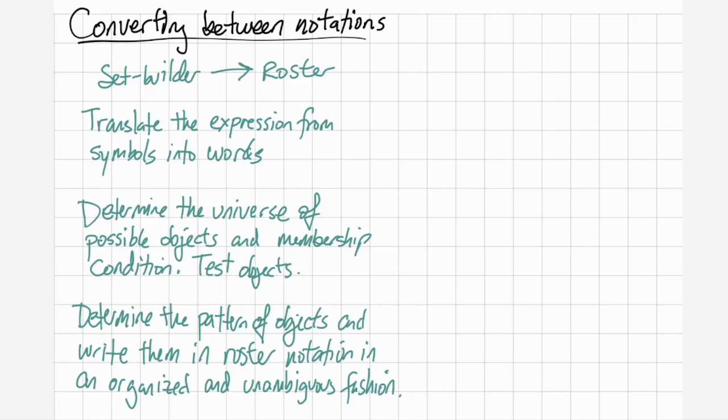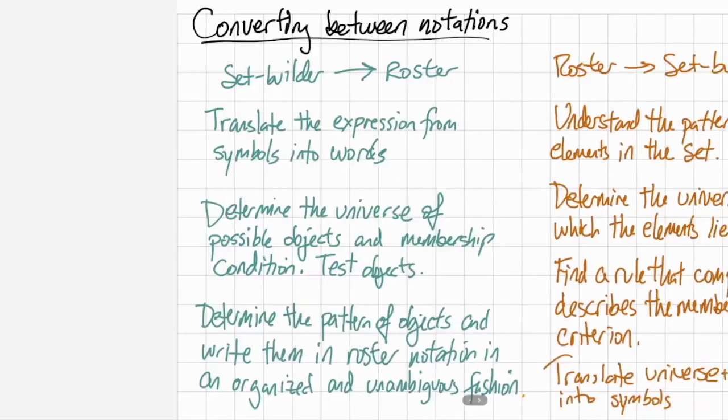Test some objects so that you get a chance to understand what this rule actually means, and use that to determine the pattern of objects that are in the set, and then write those in roster notation in an organized and unambiguous fashion. If there's infinitely many, you need to use the ... but make sure it's clear what that ... means.